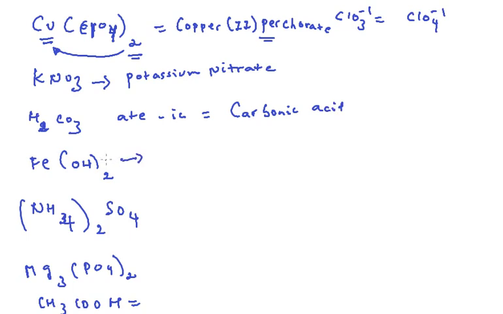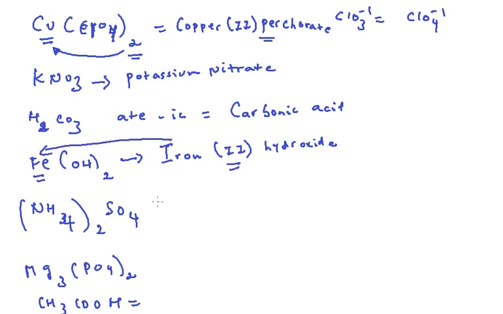Fe(OH)2, it's like an alkaline or basic solution. Now remember, Fe is a transition metal, so you would say iron, Roman numeral 2, hydroxide. Now, Roman numerals because iron is a transition metal.